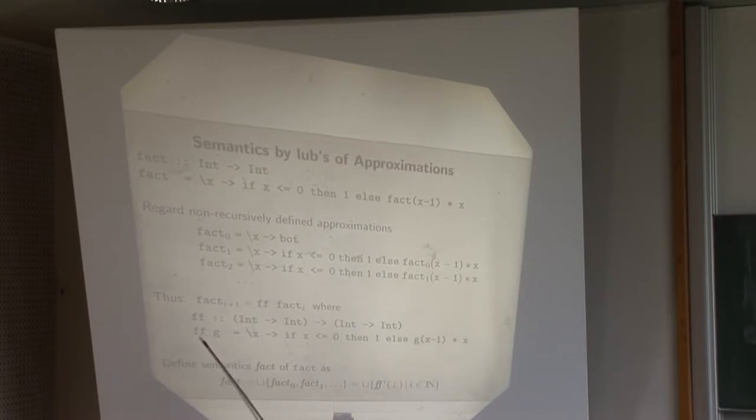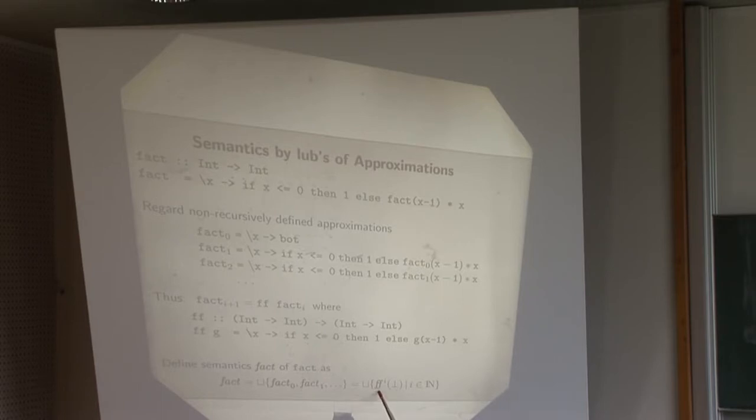So if you apply ff to fact1, then on the right-hand side you have this stuff, but here you have fact1. So this is the right-hand side of fact2. So in other words, ff of fact1 is fact2. So in this way, you can produce these approximations. Fact0 is the bottom function. Fact1 is ff applied to fact0. Fact2 is ff applied twice to the bottom function, and so on.